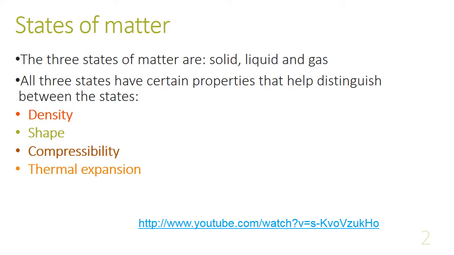All right, so I'm sure this is something you already know about. What are the three states of matter? Solid, liquid, and gas. We're going to define them a little bit more carefully. All three states have certain properties that can help distinguish between the states, and so we're going to look at each of those in turn and see what's different between the different states.